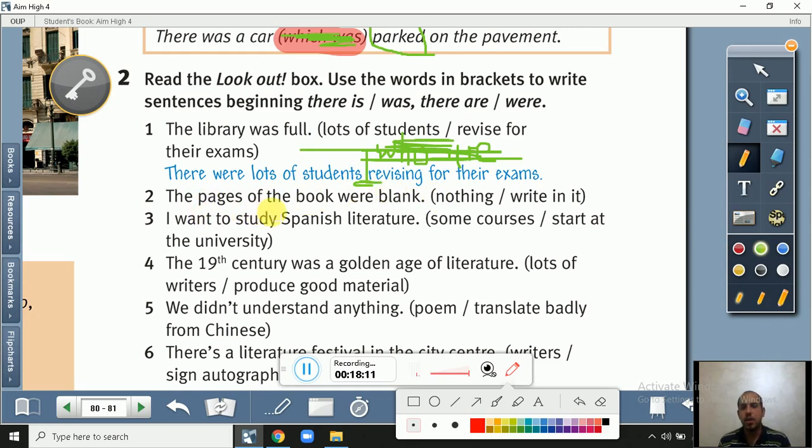The pages of the book were blank. Nothing written in it. What shall we do? Can you tell me? Try. You have 20 seconds. Try to do it on your own.